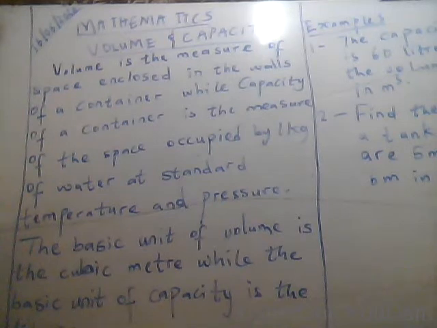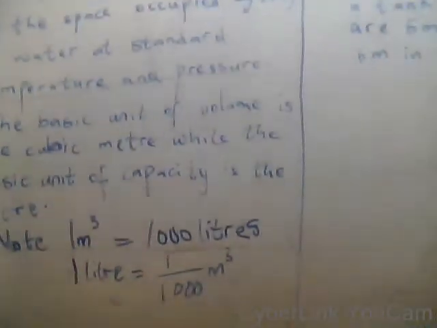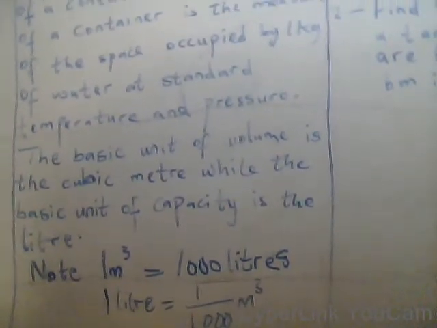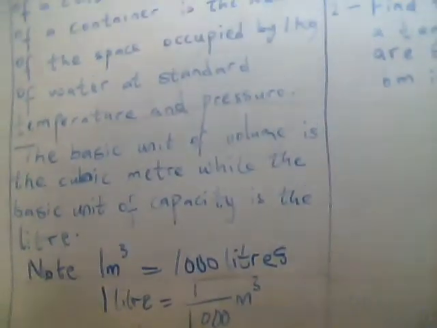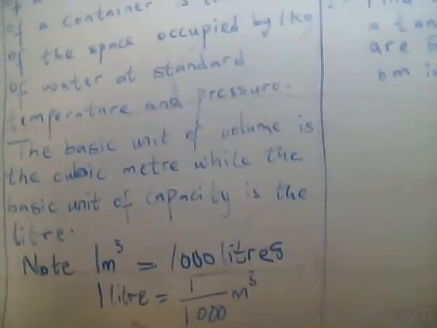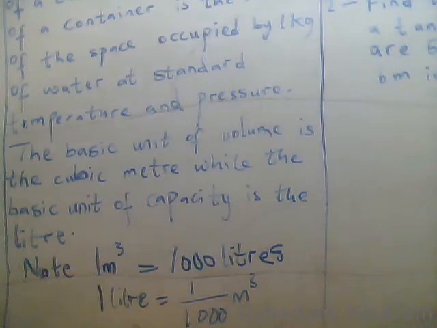Now, the basic unit of volume is cubic meter, while the basic unit of capacity is liter. Now, we can convert a particular number from volume to capacity, I mean, from meter cube to liter, and also from liter to meter cube.